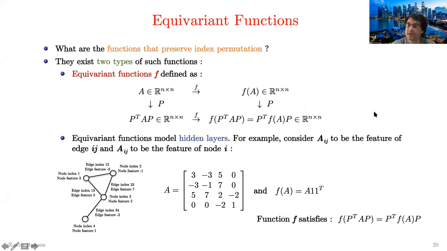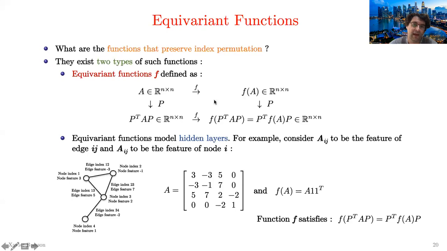Now I have this property. I know that the topology is invariant with respect to index permutation. Now I want to create functions that are compatible with this index permutation. There are two types of such functions. The first type is equivariant functions. Let's say I have a matrix A of size n by n. I have only one feature basically. When I apply the function f on A, it will produce f of A.